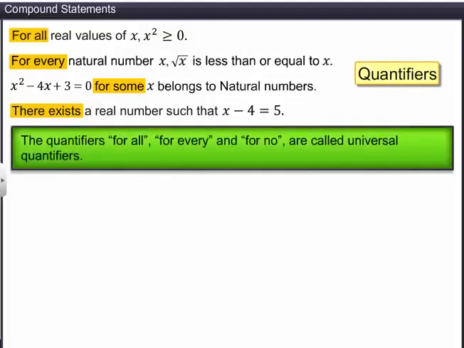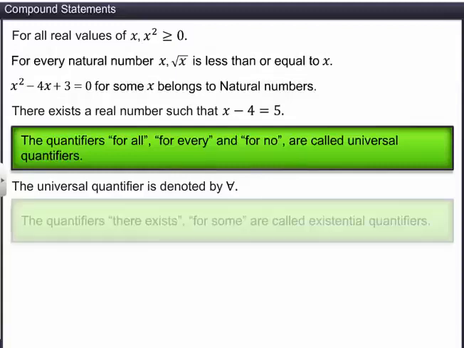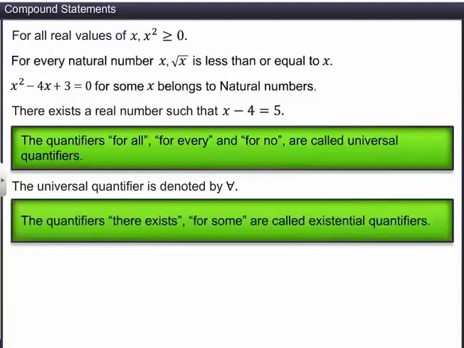Quantifiers such as for all, for every, and for no are called universal quantifiers because they make an assertion about every member of the universal set under consideration. The universal quantifier is denoted by the symbol shown. The quantifiers there exists and for some are called existential quantifiers. The existential quantifier is denoted by the symbol shown.